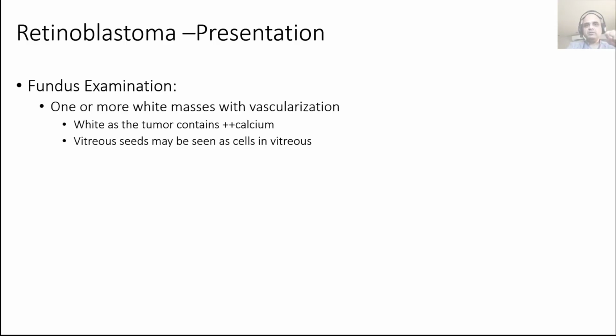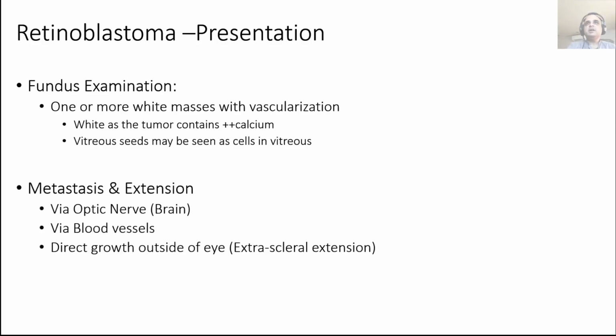So when you're doing ophthalmoscopy, you see a single large white mass indicative of a unifocal unilateral disease. But again, it's not necessary that only a unilateral disease would have a unifocal mass. You could have bilateral disease with a unifocal mass. It's just that if you have a bilateral disease, the chances of getting a multifocal tumor are greater.